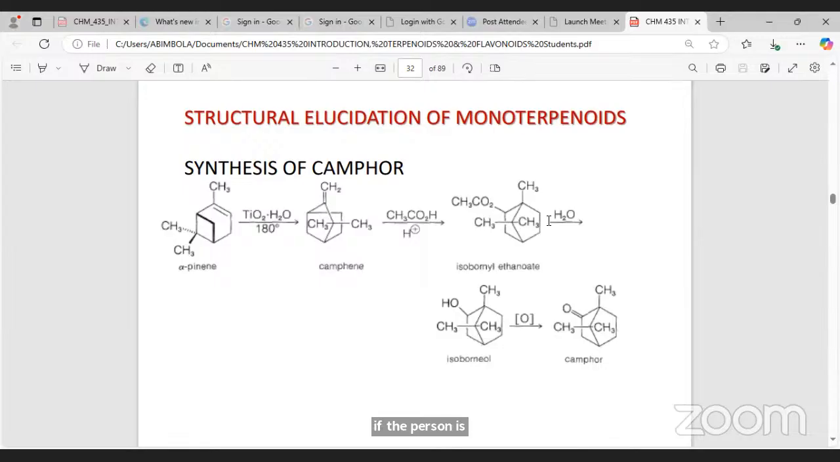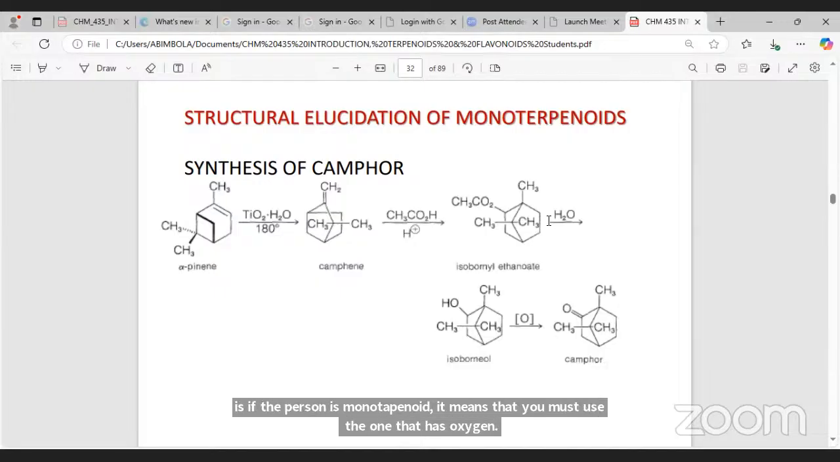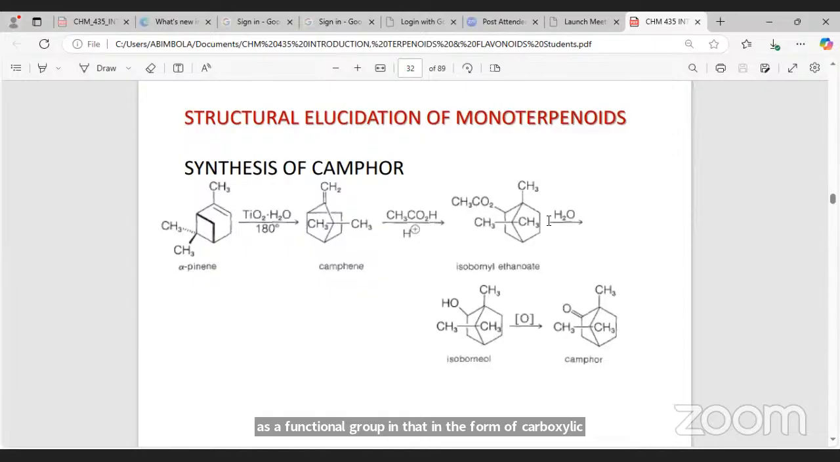If the question is monoterpene, it means that you can use any one. If the question is monoterpenoid, it means that you must use the one that has oxygen as a functional group, either in the form of carboxylic acid, but from here we have it in the form of alcohol and aldehyde.